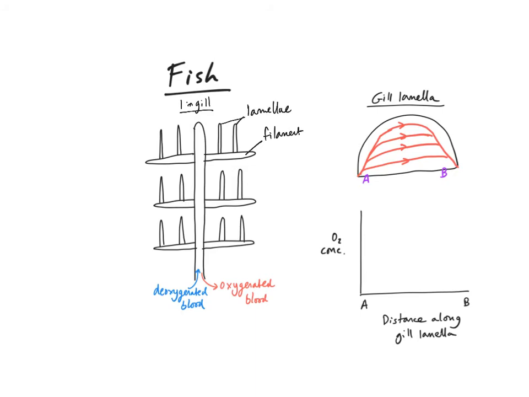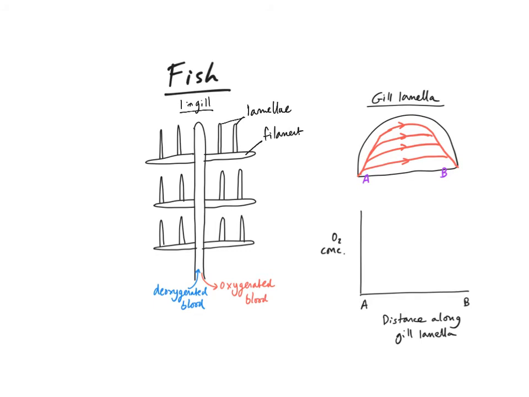The pen's not working quite well. So those are the lamellae. So again, how do fish have a high surface area? Well, they have many gills. Each gill has got many filaments, and each filament has got many lamellae. Therefore, it's got a large surface area.